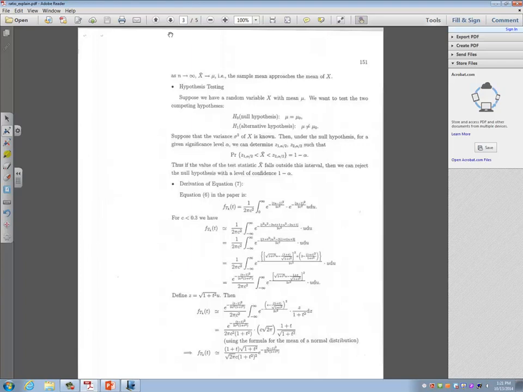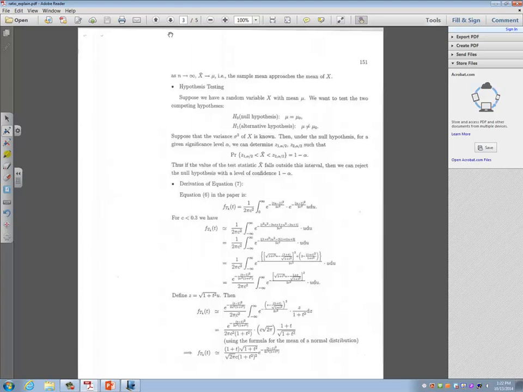Based on what I showed you a few minutes ago, you can see that as the sample size goes to infinity, the sample mean is going to go to the population mean. And this is the basis for hypothesis testing. So suppose you have a random variable x with mean mu. We want to test two competing hypotheses. The null hypothesis, and mu zero is that value that you are talking about.